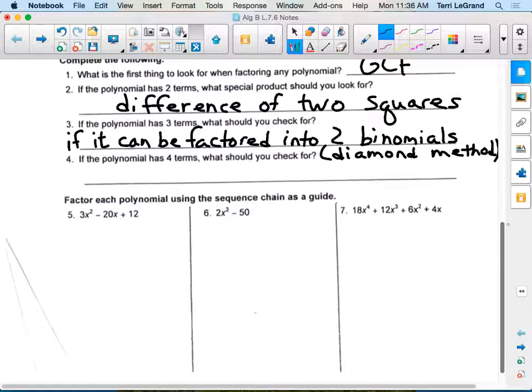And then number 4, if the polynomial has 4 terms, so in other words, it's not a binomial, it's not a trinomial, it's a 4-term polynomial, what are you going to look to see if we can do? Factoring by grouping, yep. Check for factoring by grouping. Make your groups and try to factor by grouping.